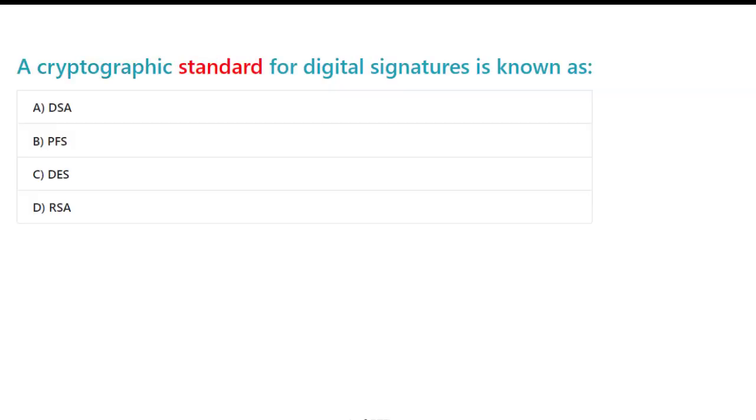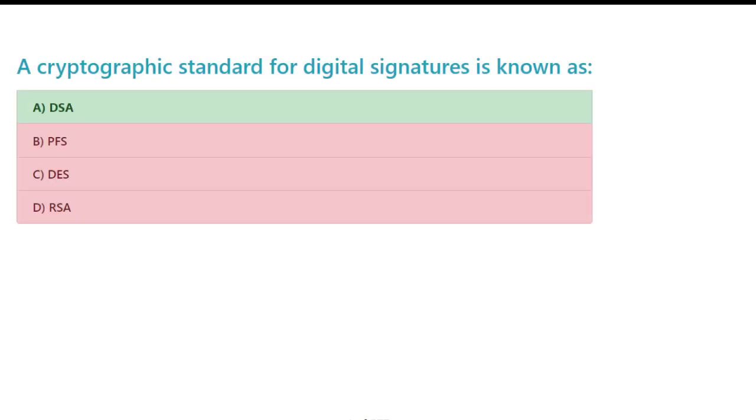A cryptographic standard for digital signatures is known as: A. DSA, B. PFS, C. DA, D. RSA. The correct answer is A. DSA.